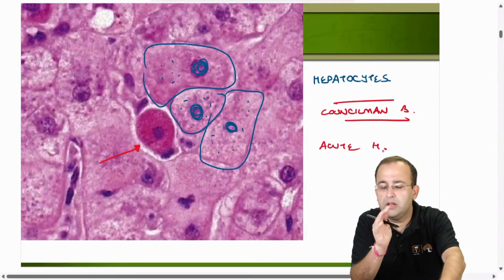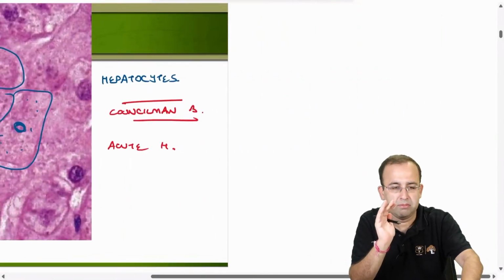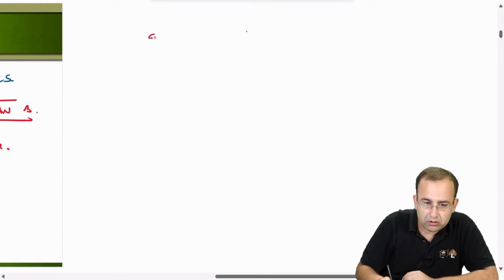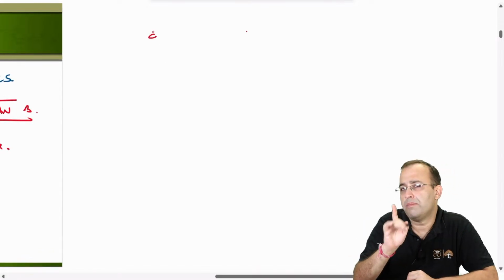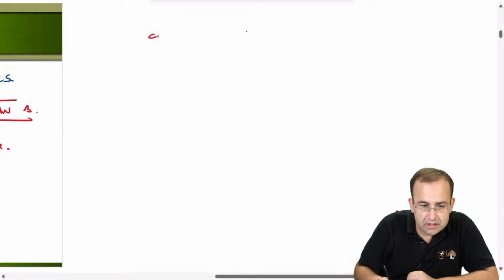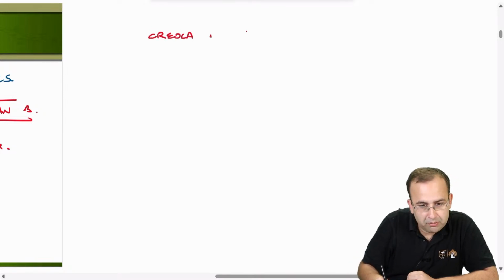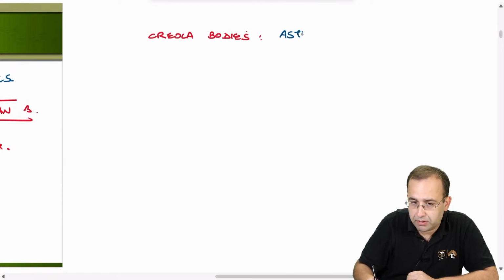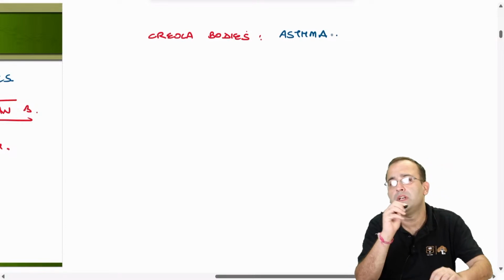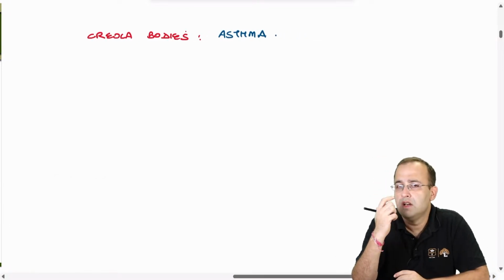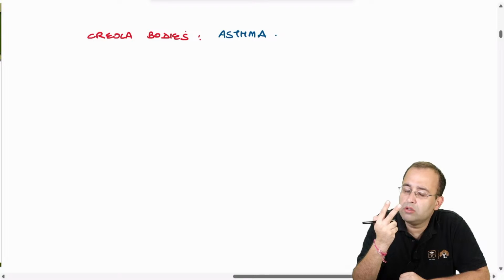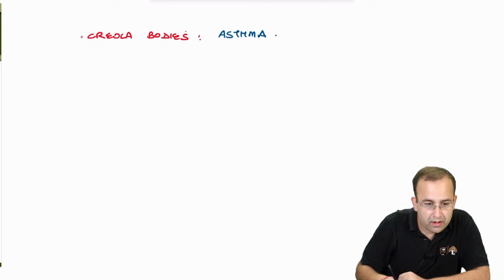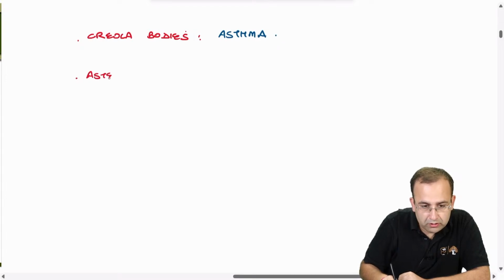So let us quickly make a list of bodies seen in pathology. Microbiology, the list of bodies we have already made in our micro session. Councilman bodies, acute hepatitis. You know that. Next is Creola bodies. Keep on telling me the diagnosis. Creola bodies are seen in asthma. Asthma, remember, microscopically shows the presence of 3 Cs: Curschmann spirals, Charcot-Leyden crystals, and Creola bodies. So Creola bodies, asthma.